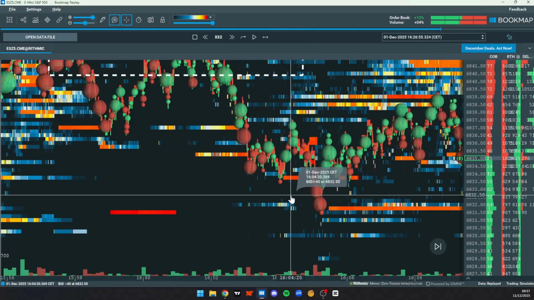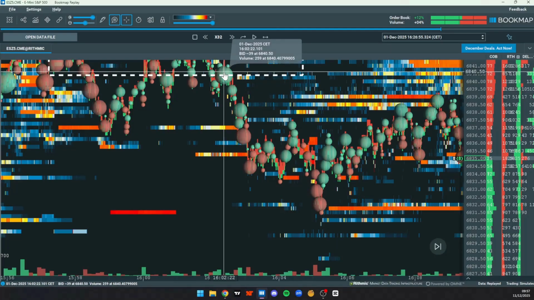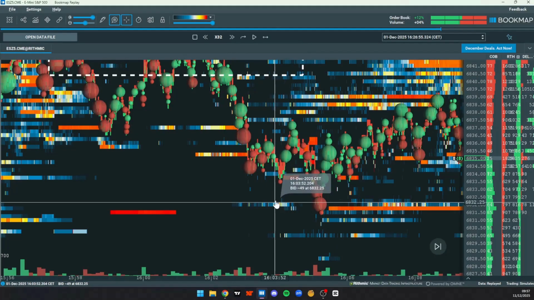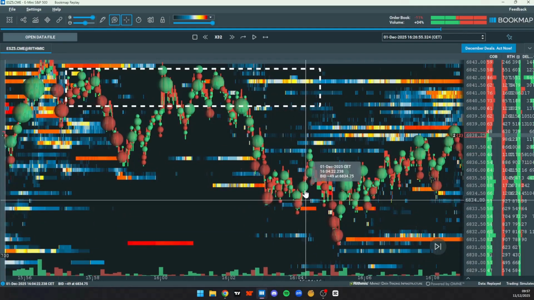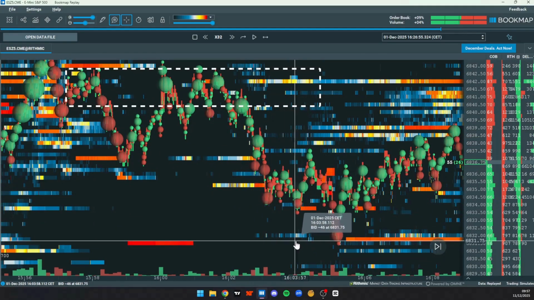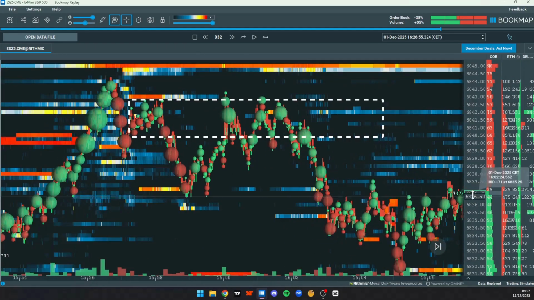So I didn't really have a target when I clicked entry over here, when I clicked sell. Then I would just analyze the Bookmap and see where the bids are popping up, and I would just adjust my targets accordingly and decide where to take partials and where to take a full take profit.